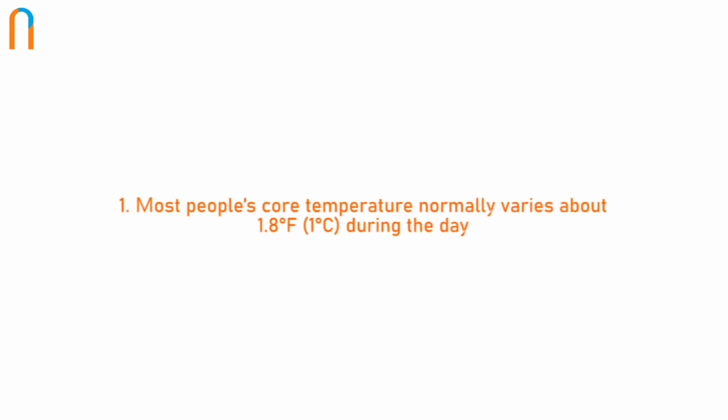Even though the core temperature is held relatively constant, several factors cause it to vary slightly. First, most people's core temperature normally varies about 1 degree Celsius during the day, with the lowest level early in the morning before rising, 6 to 7 a.m., and the highest point in the late afternoon, 5 to 7 p.m. This variation is a result of an innate biological rhythm or biological clock.